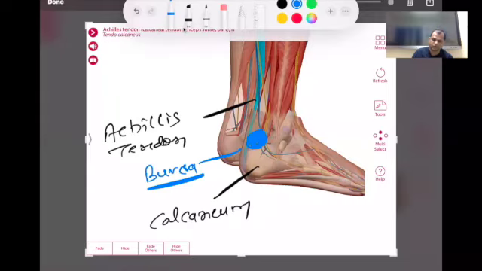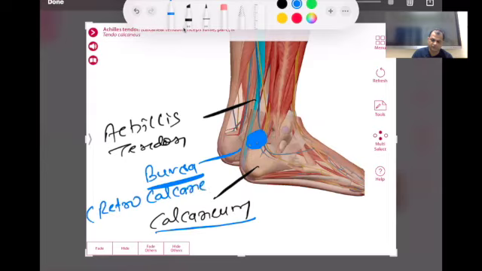or we can tell, because this is on the back side of calcaneum, so we will tell calcaneal bursa. The bursa which is on the back side of calcaneum. So many times what is happening? Because of climbing on the stairs, climbing on the hill, doing the trekking or getting down from the height, this bursa is getting inflamed. So this is called bursitis.